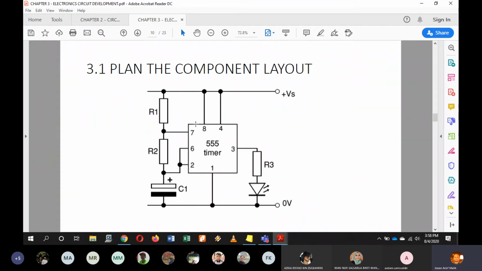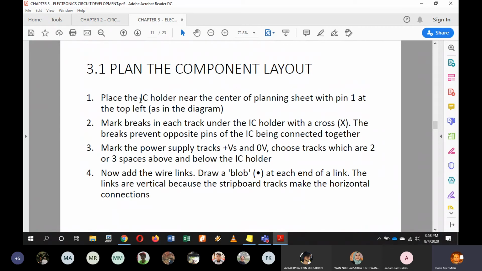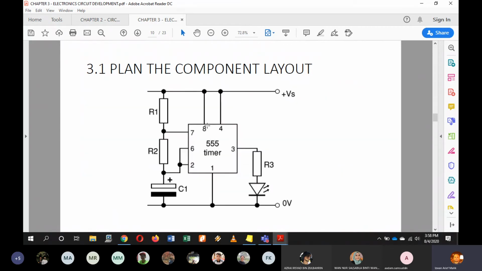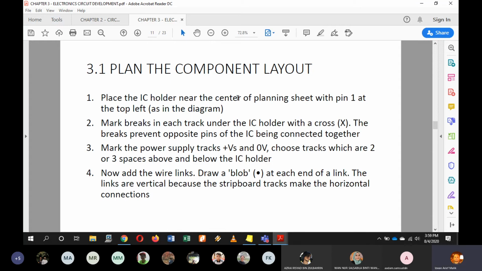Okay, so plan the component layout. Here you have 3 resistors, 1 IC, 1 LED and 1 capacitor. Place the IC holder, which is your IC punya connector lah, kaki dia, near the center of the planning sheet with pin 1 at the top left as in the diagram.